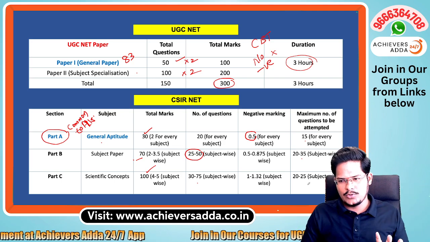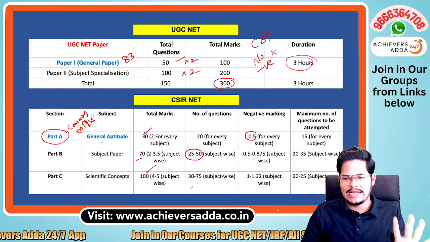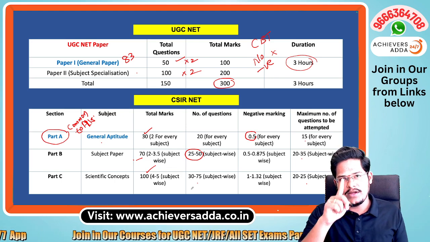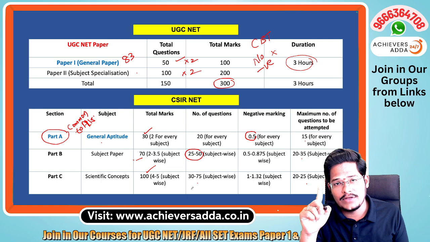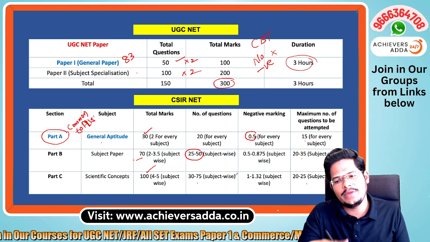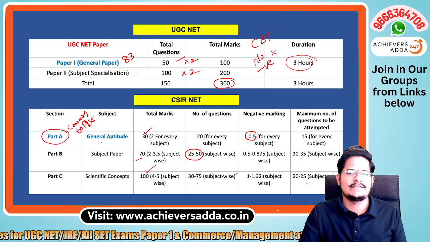100 marks will be the total. So 4 marks each, 25 into 4 marks, which will be 100. And there will be 1/3 negative marking for every question. 1/3 means 33.33 percent negative, which comes to be 1.33 marks will be the deduction for one wrong answer.